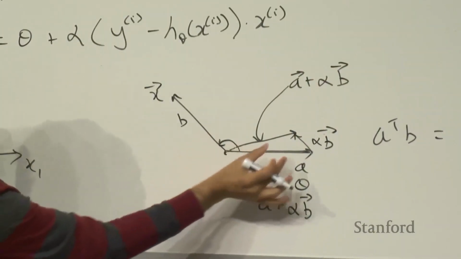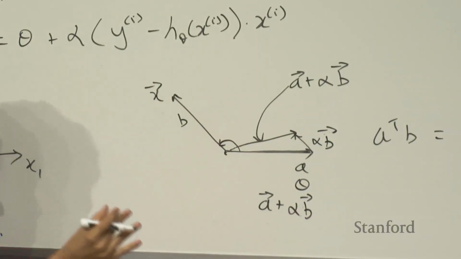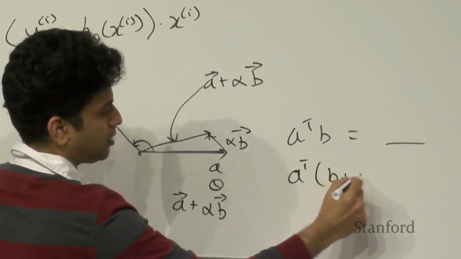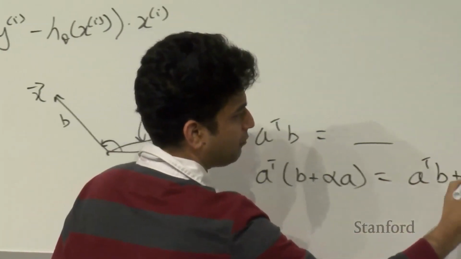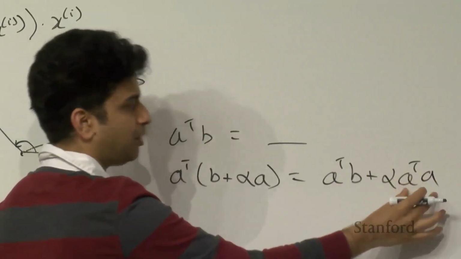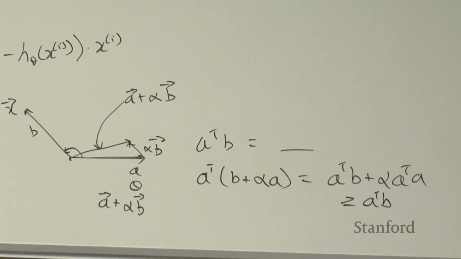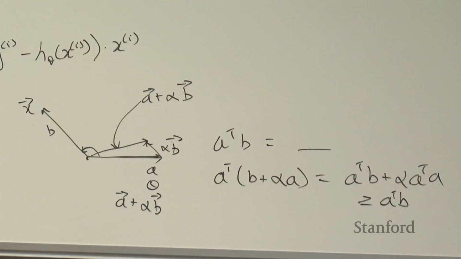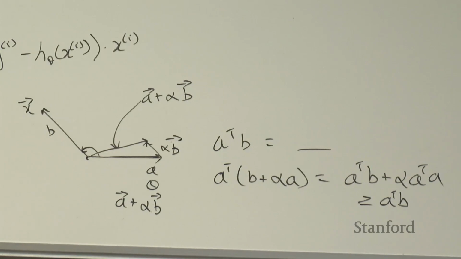And we notice that by adding some amount of b to a, the angle between them got closer, which means you can expect a dot b to increase. a plus alpha times b dotted with b will be a transpose b plus alpha times b transpose b, and b transpose b is always positive, which means this will be greater than or equal to a transpose b. So if we have two vectors x and theta, or a and b, and we want the dot product between them to be bigger than what it currently is, one way to achieve it is to take one of the vectors and add a small amount of that vector to the other vector.